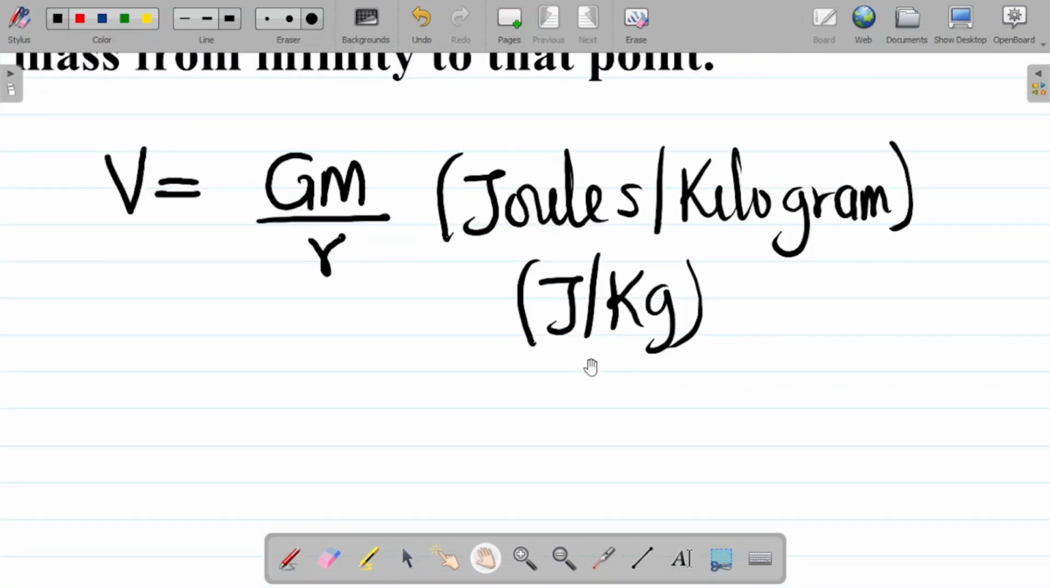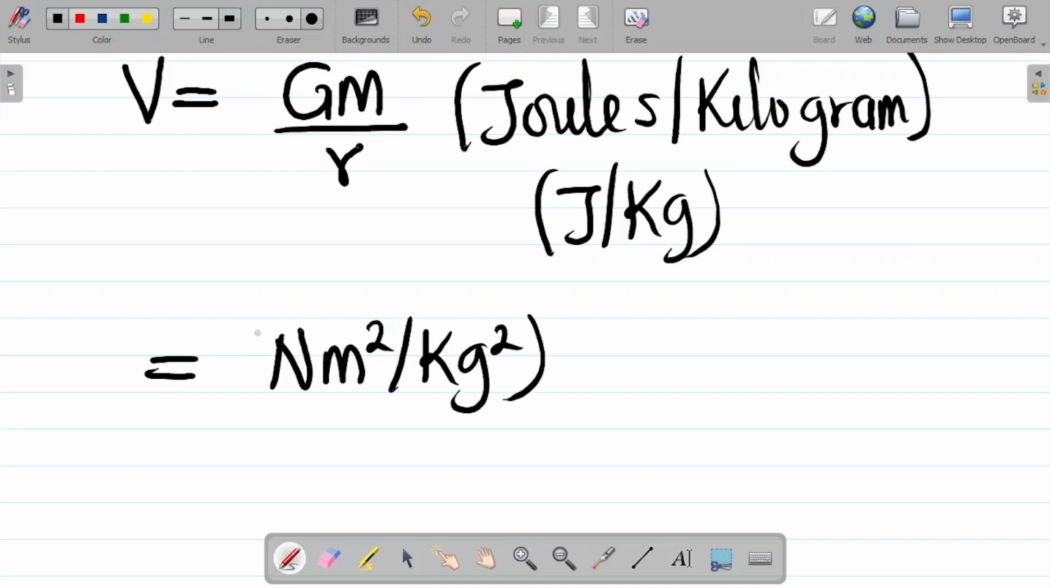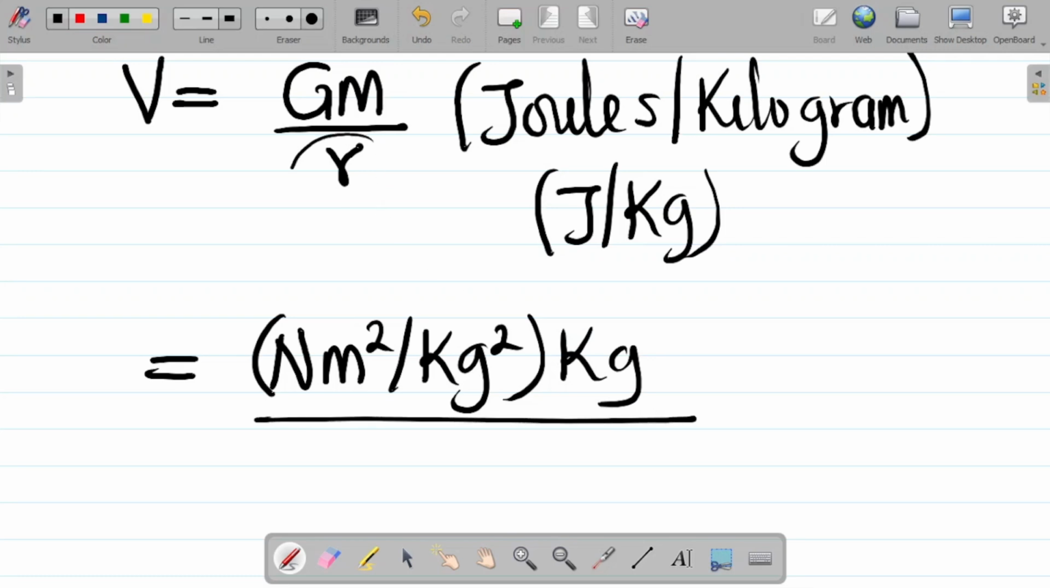How does GM over R give us joules per kilogram? I'm going to prove this very fast. First things first, this is equal to G, which is the universal gravitational constant. The unit is Newton meter squared per kilogram squared. That's for G, as we said in our previous class. We also have mass here. This mass, the SI unit is in kilogram. This distance here, the unit would be in meters.